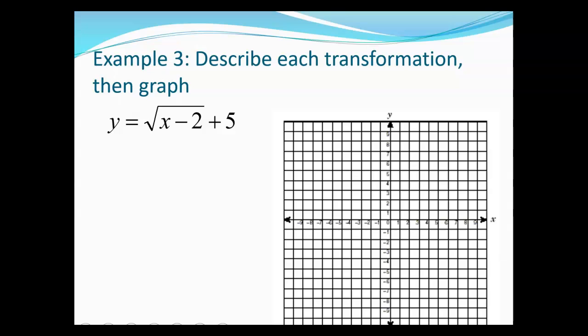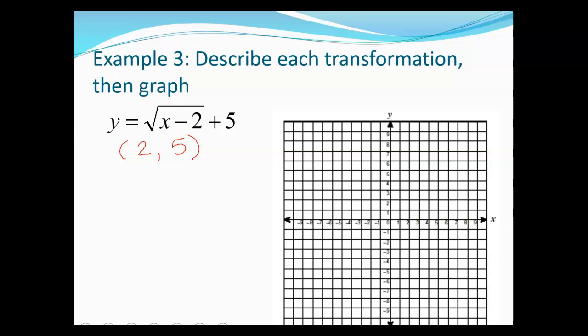Okay. What is my new starting point? The -2 moves my graph what way? Right. The +5 does what to my starting point? Up 5. Awesome. So instead of 0, 0, it now starts at?